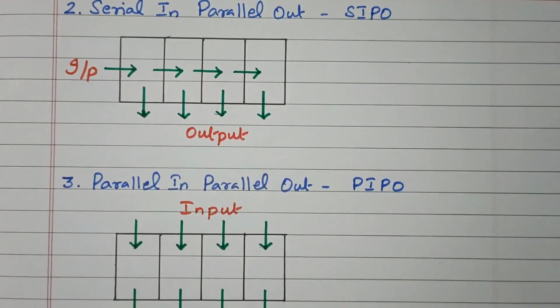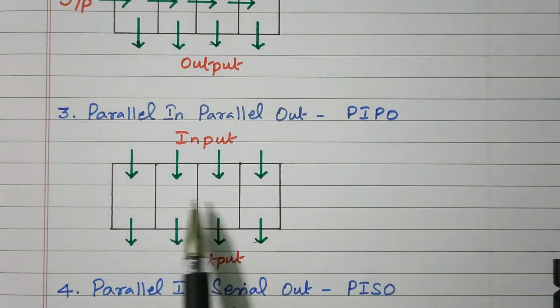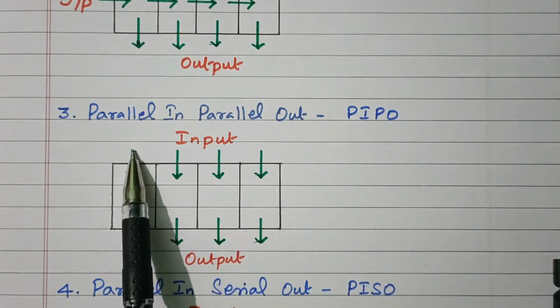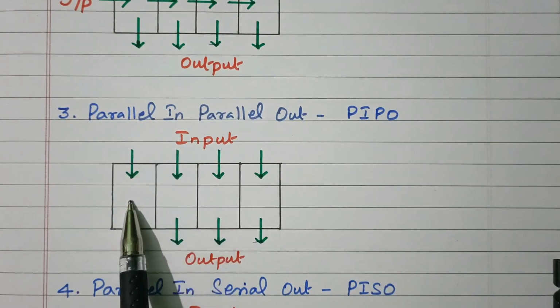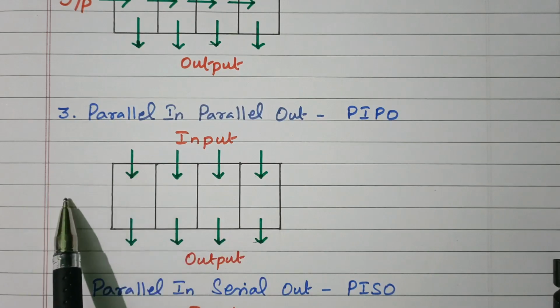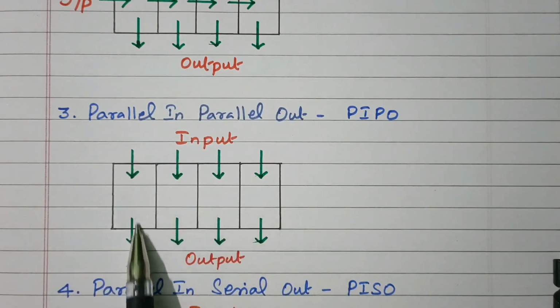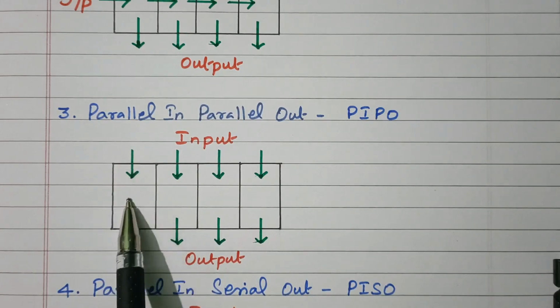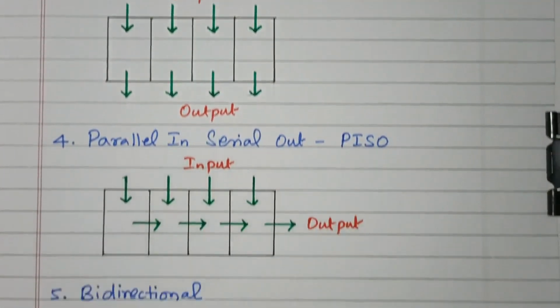Then the third type, parallel in, parallel out, PIPO. So data is given in parallel and taken out in parallel also. This we already explained. These boxes refer to the registers, flip-flops. So earlier we had serial in, serial out. Second type, serial in, parallel out. This is parallel in, parallel out. Data is given parallelly and data is taken also parallelly, PIPO.